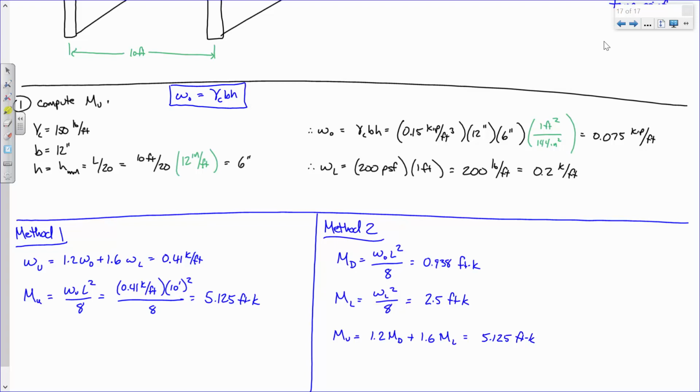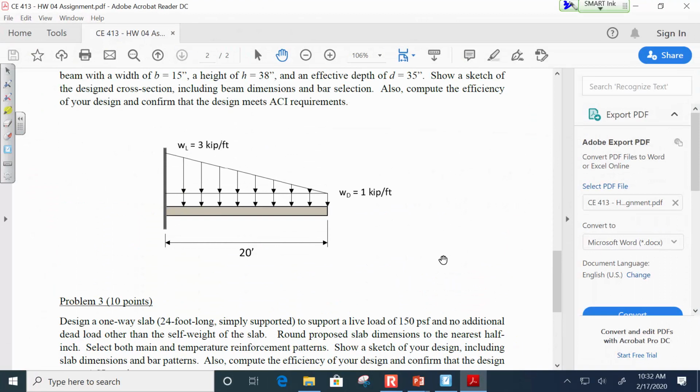What do I have going on with the dead load? I have a simply supported beam and a uniformly distributed load, right? What do I have going on with the live load? I have a simply supported beam, uniformly distributed load. Because they're the same, I can just factor the load and use WL squared over 8. Now, why am I talking about this? The reason has nothing to do with the slab. It has to do with this.